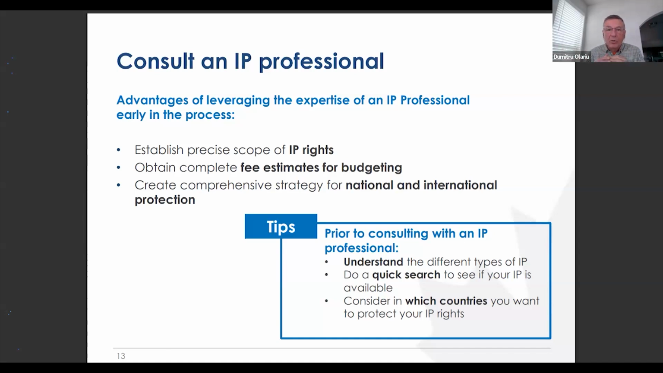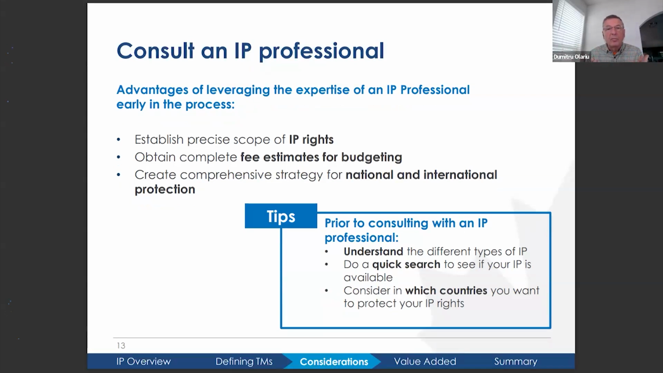So it's quite important, in order to work effectively with this kind of professional, to understand different types of IP. And that's our role a bit, to educate you on what the different forms of IP are and how to take advantage of the services of an IP professional by being well informed, knowing exactly what you are looking for, and being aware of how much it will cost. It's good to do a prior quick search before consulting a professional, and also think about where you'll consider getting trademark protection in other jurisdictions.